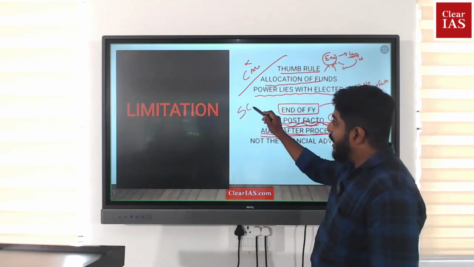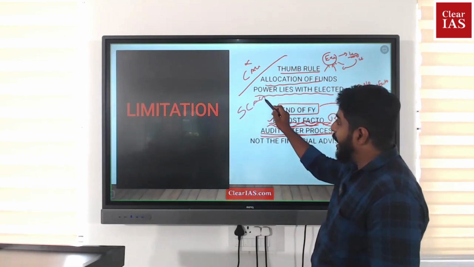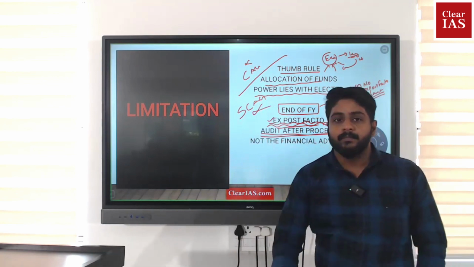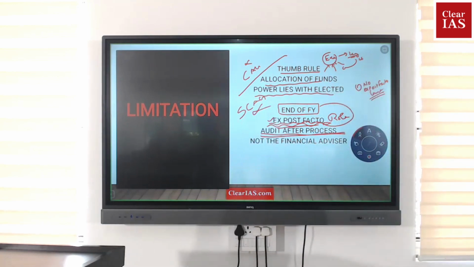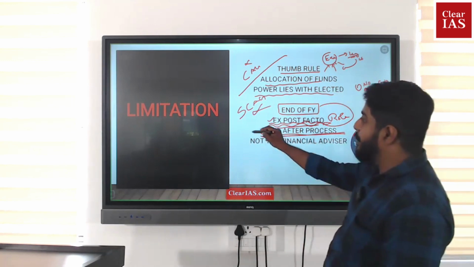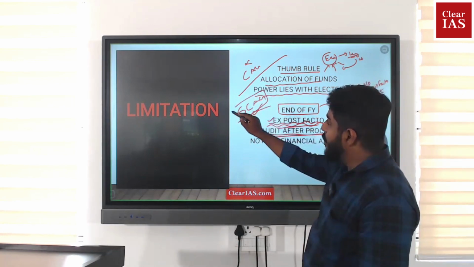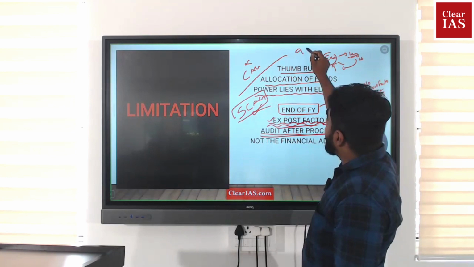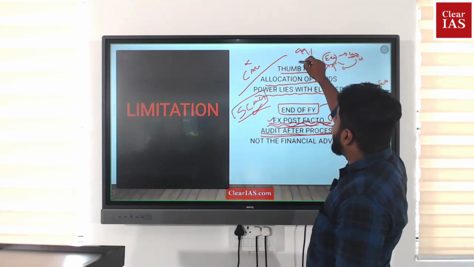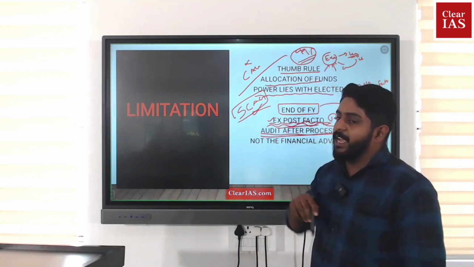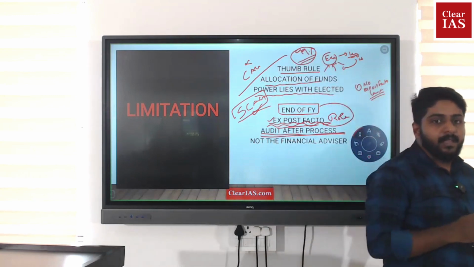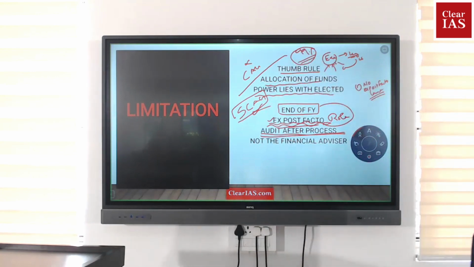You do not have a state Comptroller and Auditor General. You have only one Comptroller and Auditor General. Almost 99% of the accounts in India will be audited by the Comptroller and Auditor General of India.